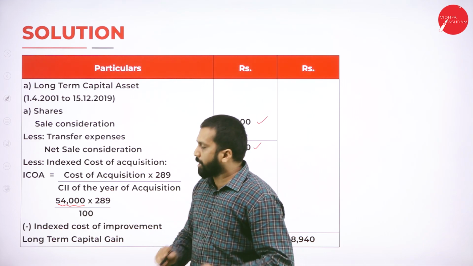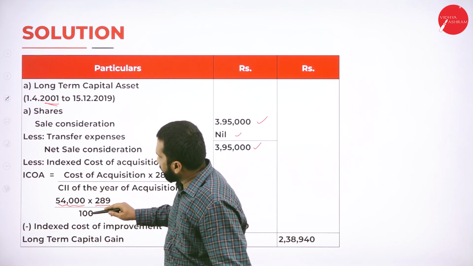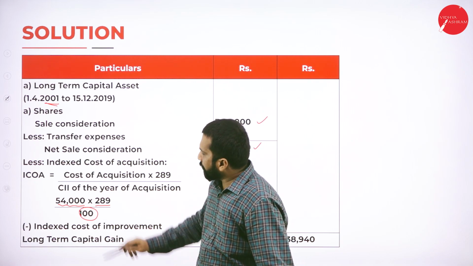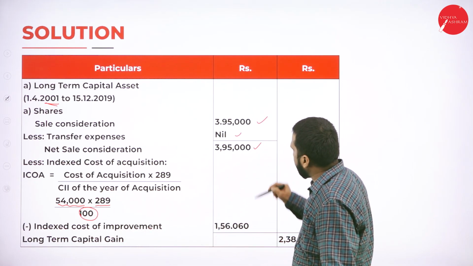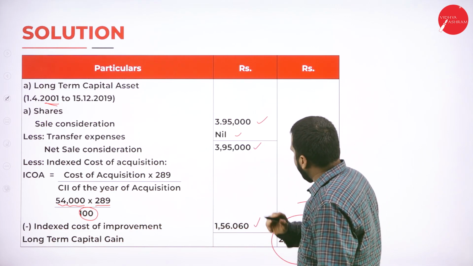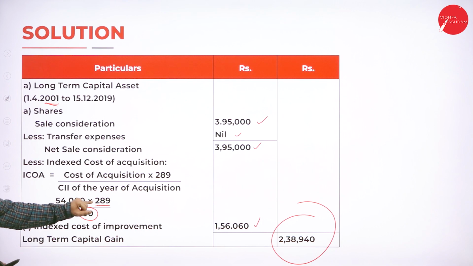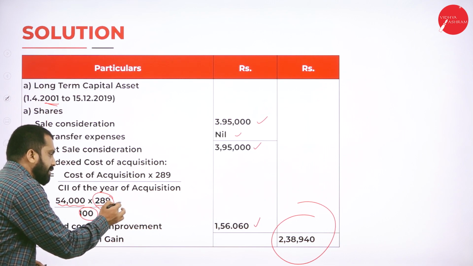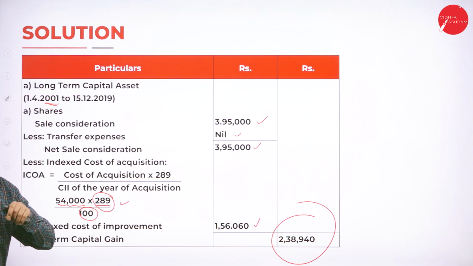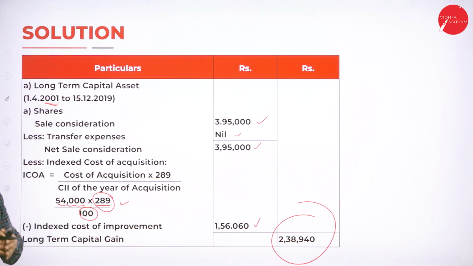What is the cost inflation index number? 289. When was it purchased? 2001. So the base index number will be 100. Now, multiply by 289 and divide by 100, you will get 1,56,000. 3,95,000 minus 1,56,000, your taxable value is 2,38,000. Now, always remember every long-term problem should be multiplied with 289. This will never change. For your examination, every problem you should consider 289 multiplication.